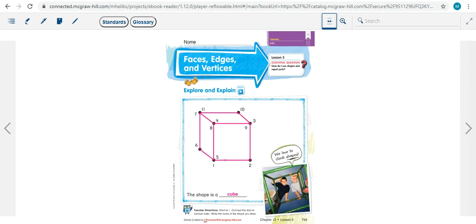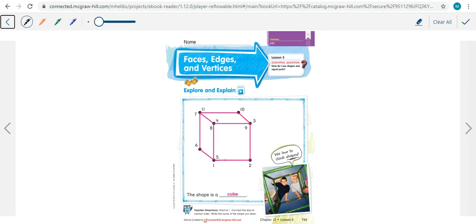Okay, so you're going to start with number 1, then you go all the way to number 2, number 3, 4, 5, 6, 7, 8, 9, 10, and 11. Now, which is the shape that you draw? It's a cube, so you need to write cube on the line. Next page.